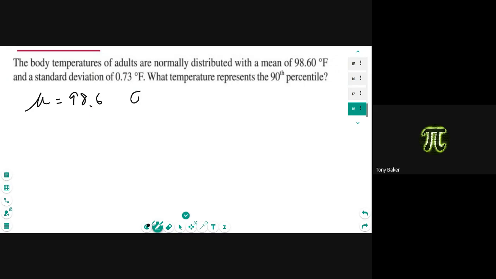And we know the standard deviation, right? So let's make a nice little bell chart. Oh, I need a blank bell chart. I lost my copy of my blank one. There we go.